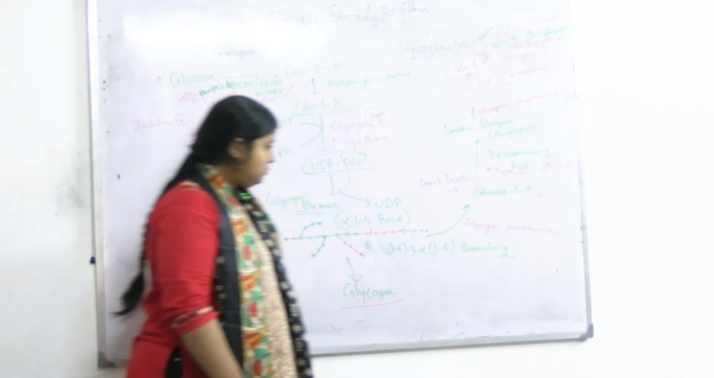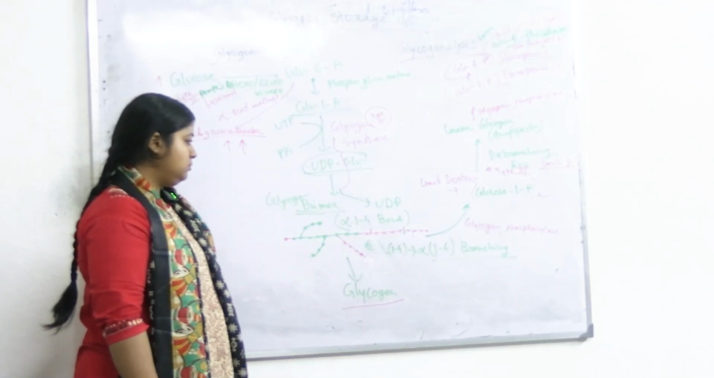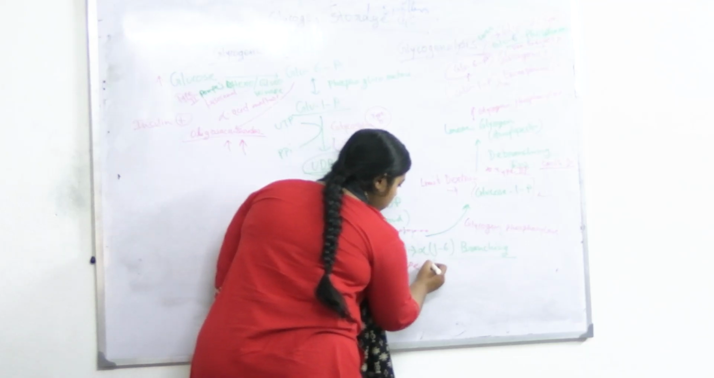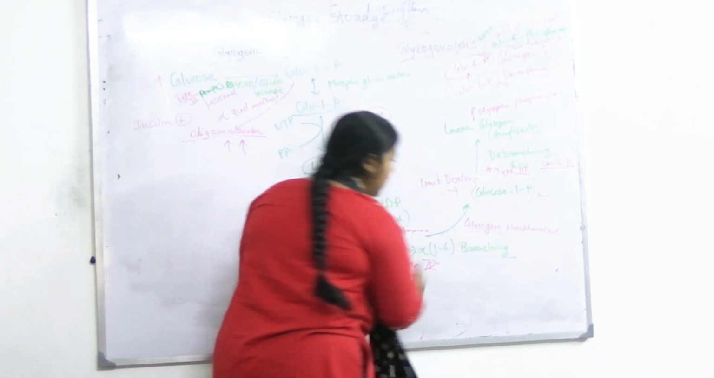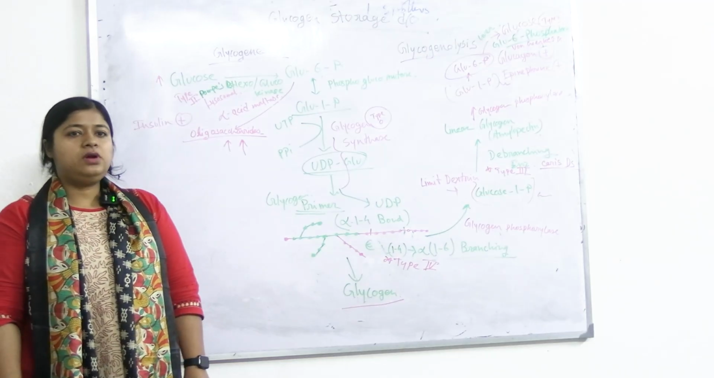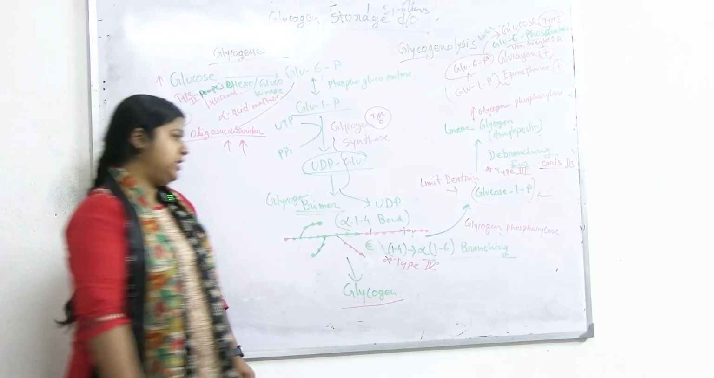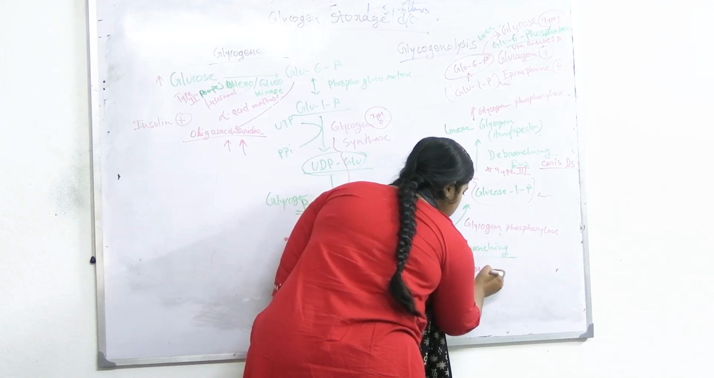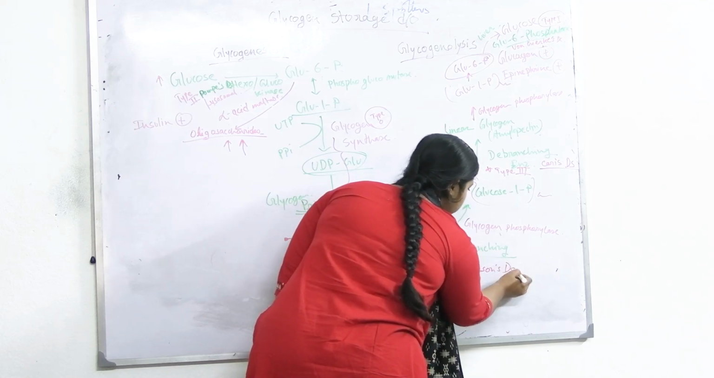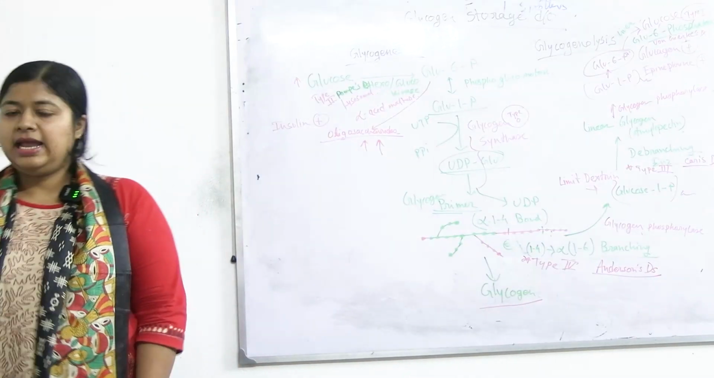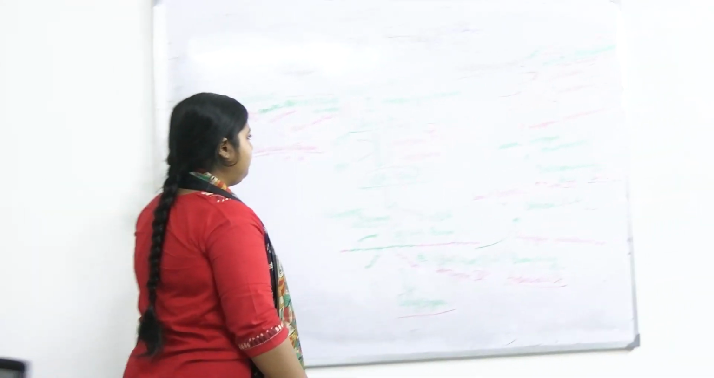Next, type 4. Type 4 is for branching enzyme deficiency. It is known as Andersen's disease. Right? So type 4.